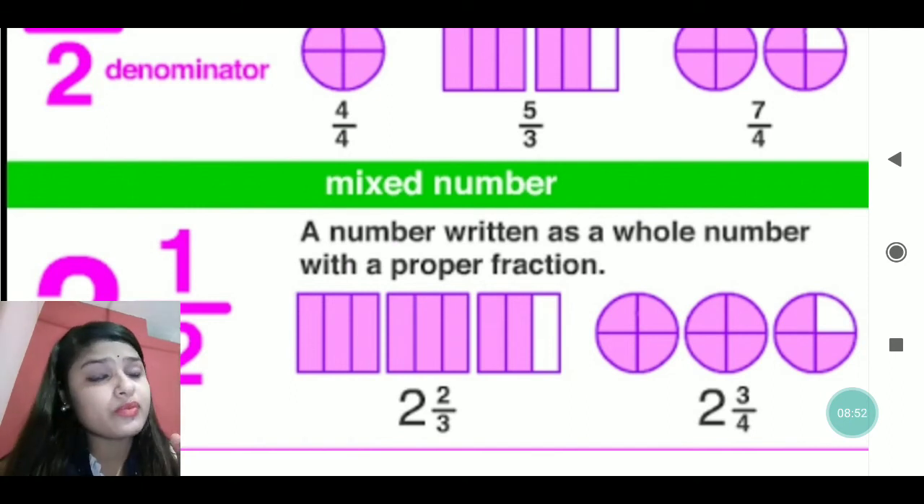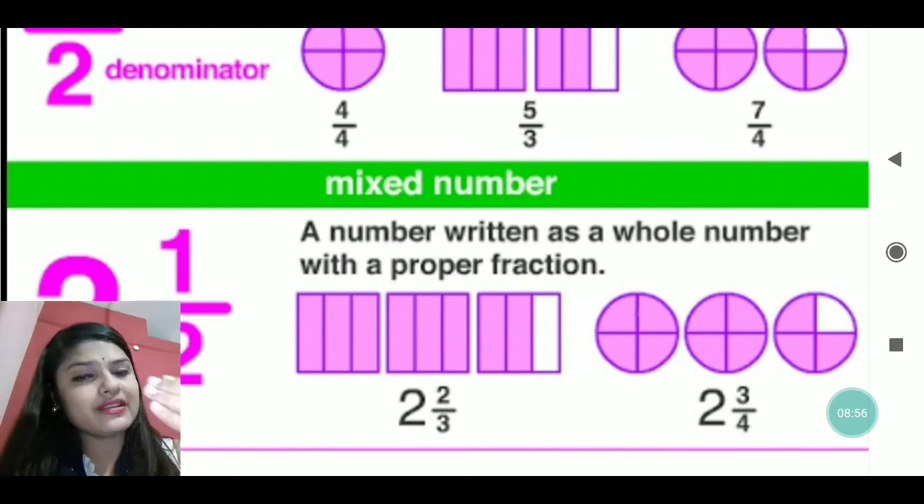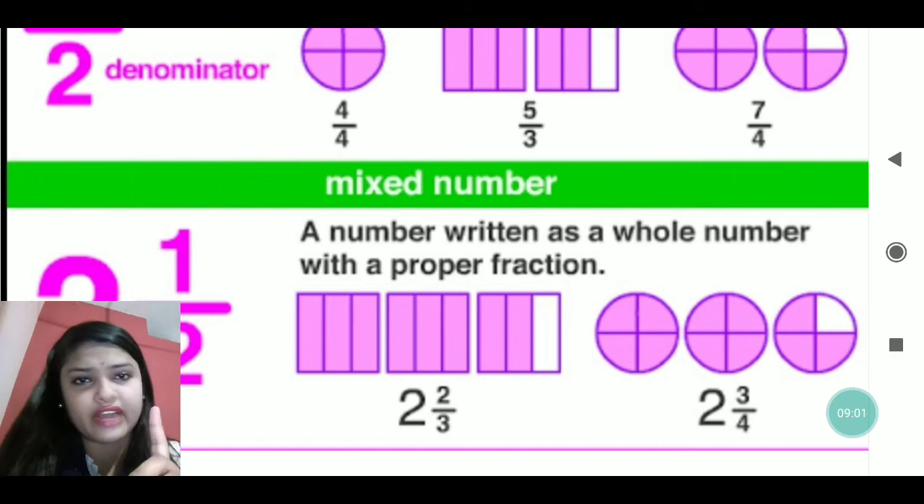What are proper fractions? Those in which the numerators are lesser than the denominator are called proper fractions. Okay.